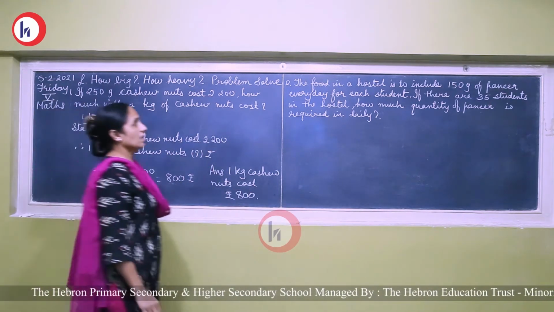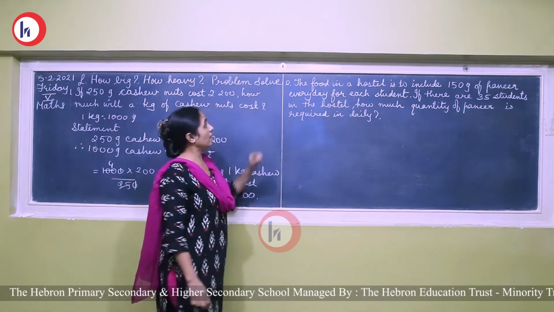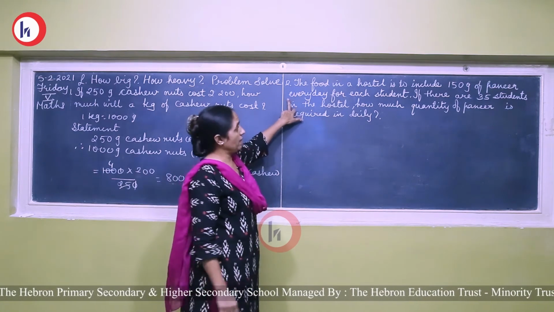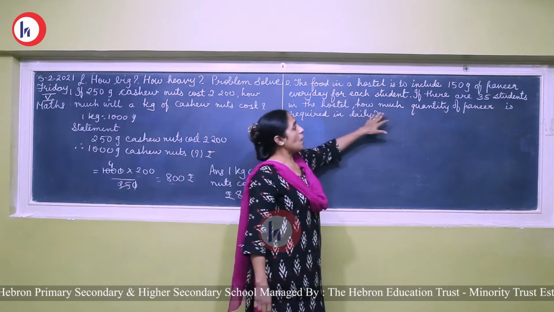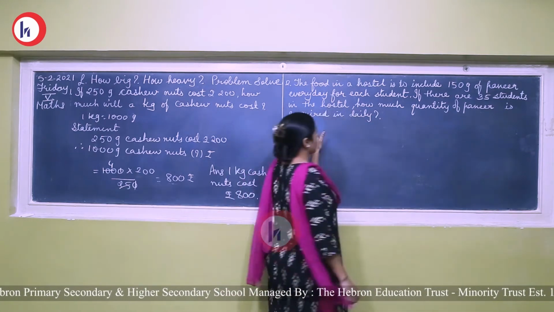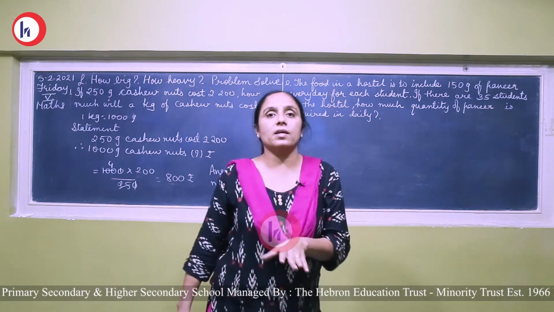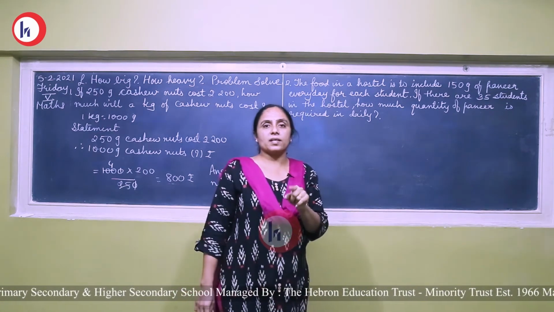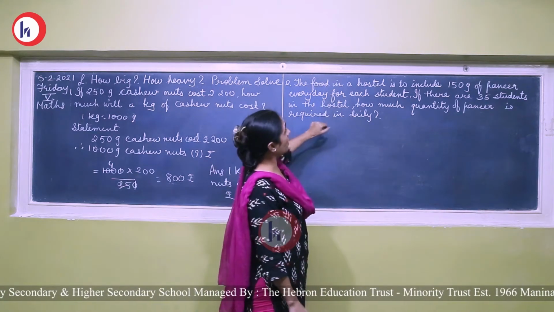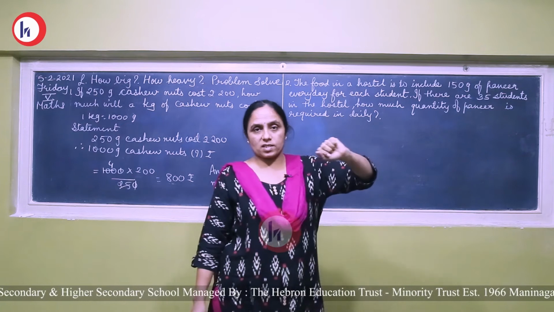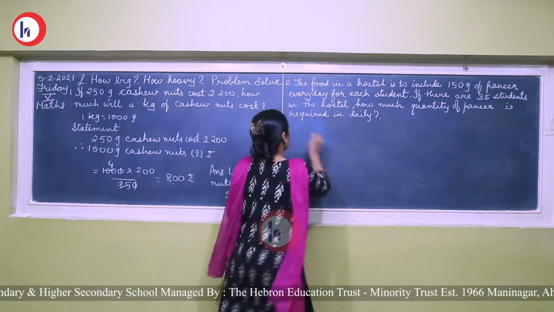Here the second one. The food in a hostel is to include 150 gram of paneer every day for each student. If there are 35 students in the hostel, how much quantity of paneer is required daily? In the hostel, they are preparing paneer sabji. So for one student, they are using 150 gram of paneer. And here total 35 students are there in the hostel. So how much paneer they are using for 35 students? Write down statement.